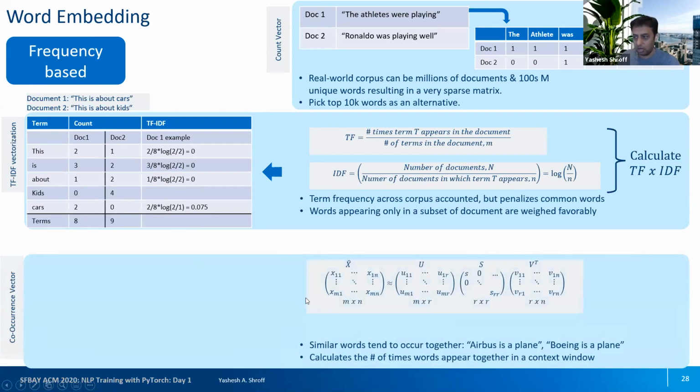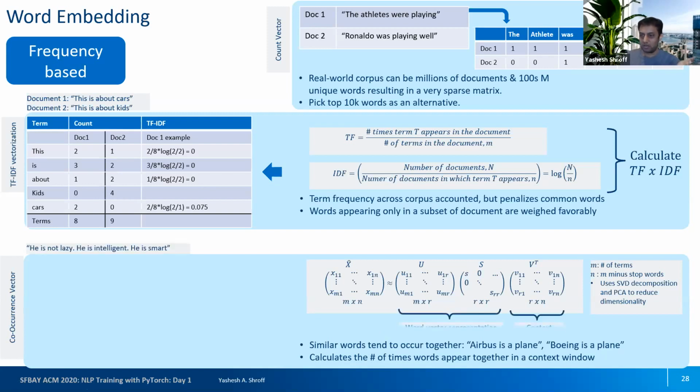Okay, the co-occurrence vector is mathematically a little bit more convoluted, but here basically you're taking similar words and putting them together. If you haven't done matrix decomposition, that's okay. But essentially you're decomposing a matrix into U, S, and V matrices. So you have all the terms represented as columns, and then you have the stop words over here. You do SVD decomposition into U, S, and V matrices, and then you do dimensionality reduction with PCA. So here, as I'm saying, you really calculate the number of times that words appear together in a context window.